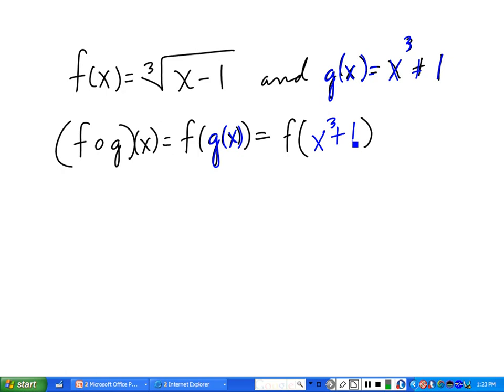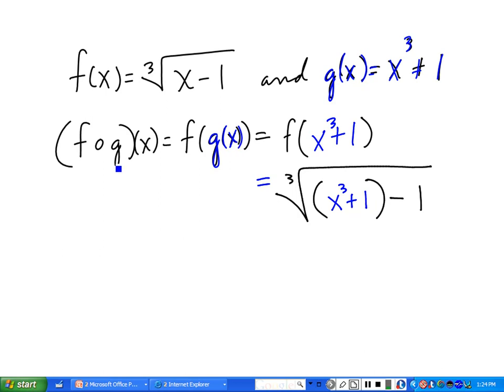Okay. Now let's look at the f function. Cube root of x minus 1. Cube root. We got an x, so I'll put a parenthesis instead, minus 1. And where that parenthesis is, I'll put x cubed plus 1, because I'm replacing all of my x's with g of x.